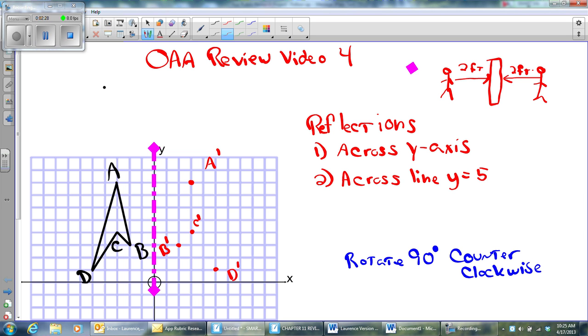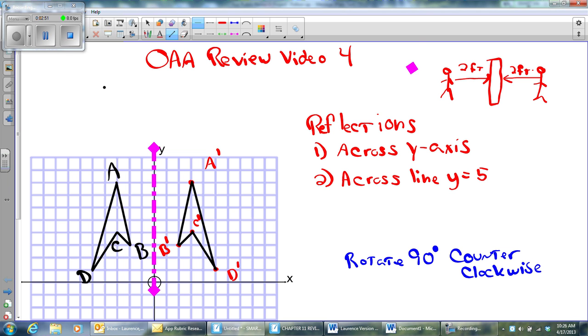Now the shape will actually draw itself. All I have to do is connect A to B, B to C, C to D, and then D back to A. And so you see there's no guessing or going, I think it goes here. The shape actually draws itself.